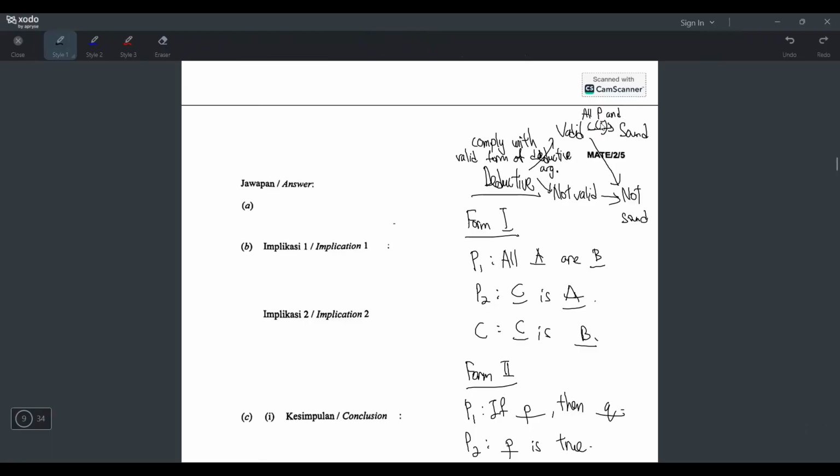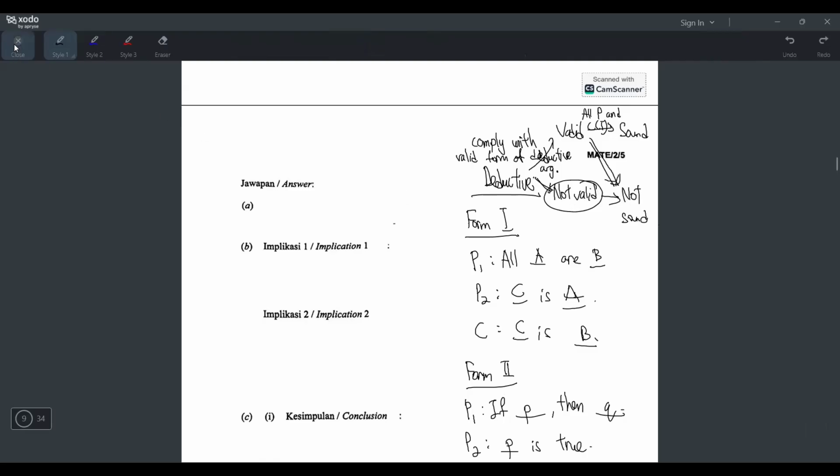Okay, then it's sound, right? Then what if not all premise and conclusion are true, then it's not sound, right? And you have to know that if the deductive argument is not valid, meaning it doesn't follow any form, then it will automatically be not sound already. You don't have to check whether it's true or false already, because if it's not valid, then it's not sound.